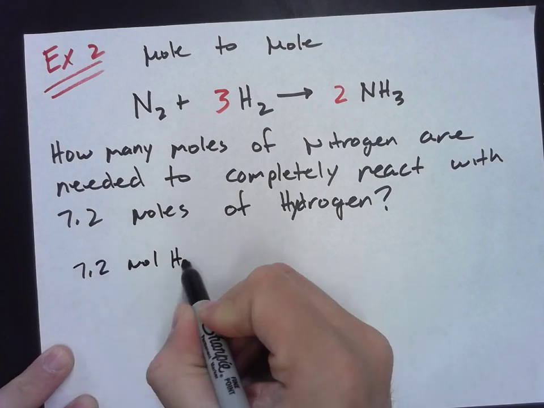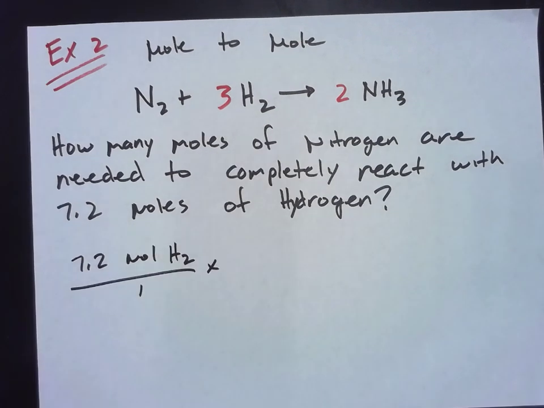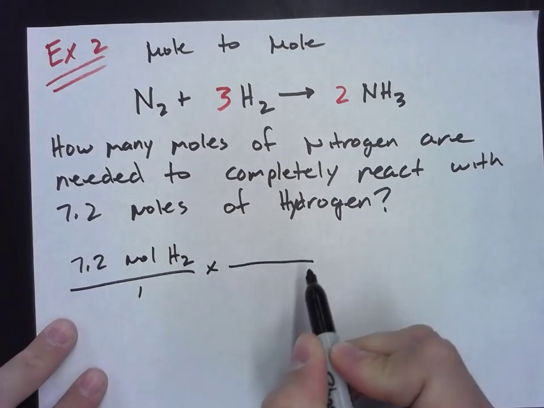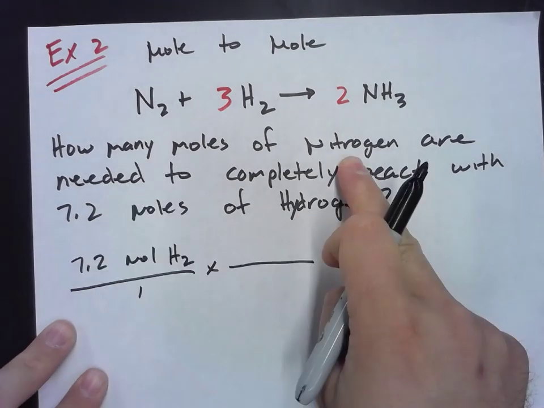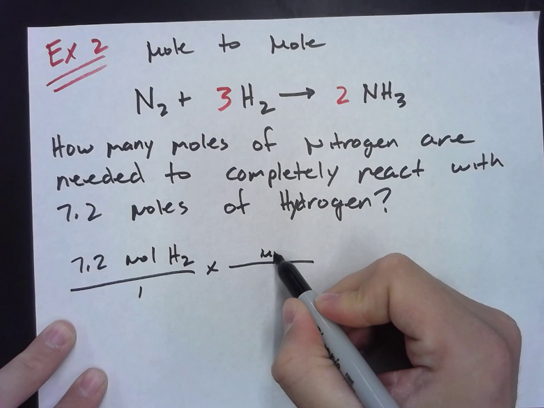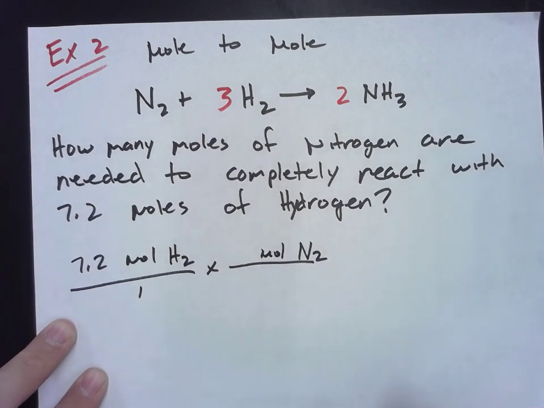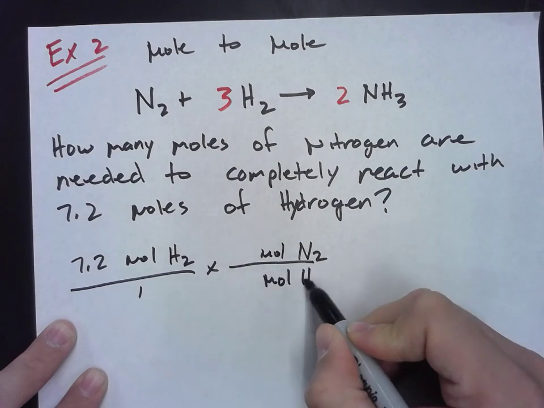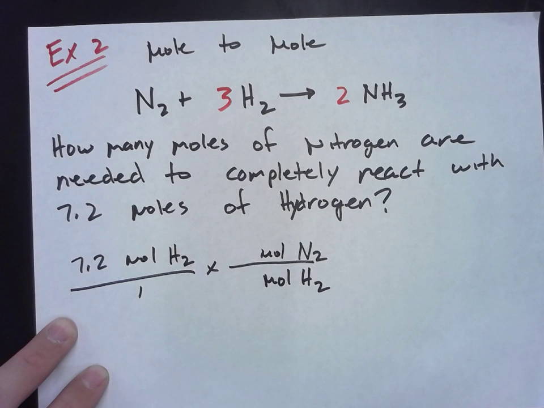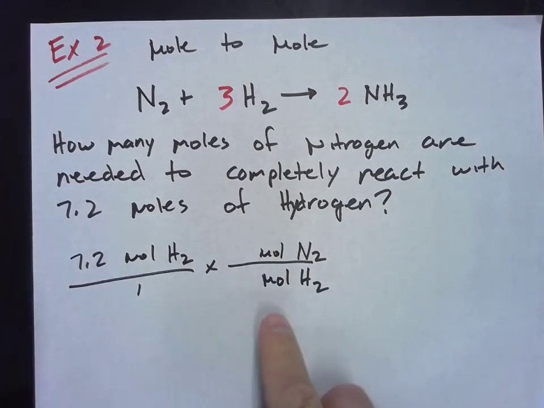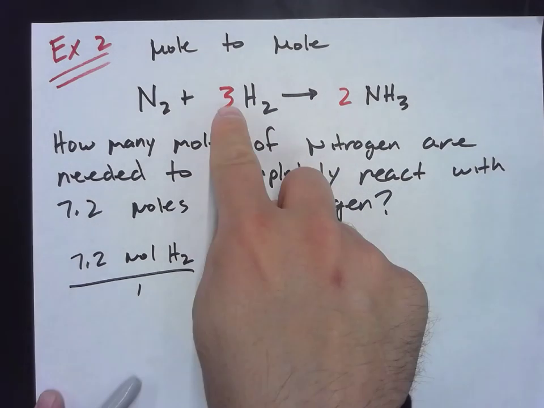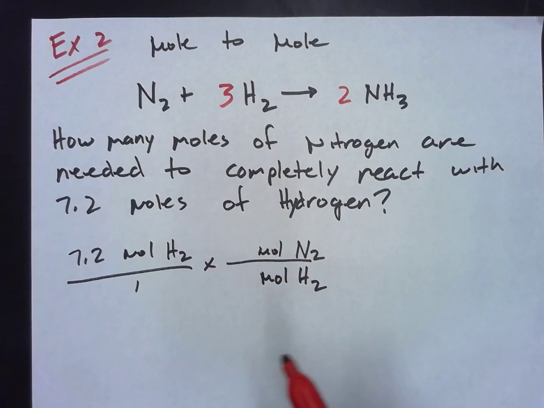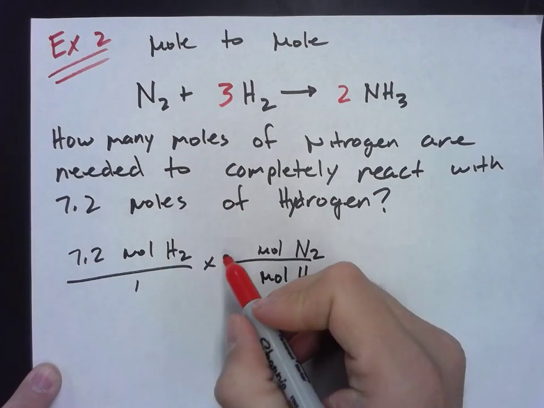And now we're going from moles of hydrogen. They're asking how many moles of nitrogen? Moles of N2 are needed. So to get to moles of N2, we've got to cancel out our moles of H2. We do that by putting H2 on the bottom. Now we look at our relationship between H2, which is 3, and moles of N2, which is 1. So you've got a 1 to 3 relationship.